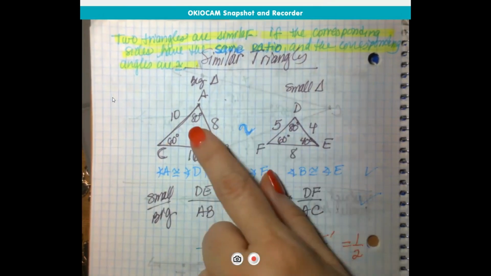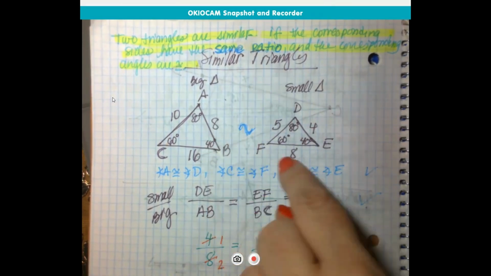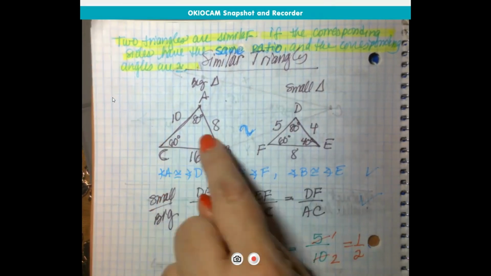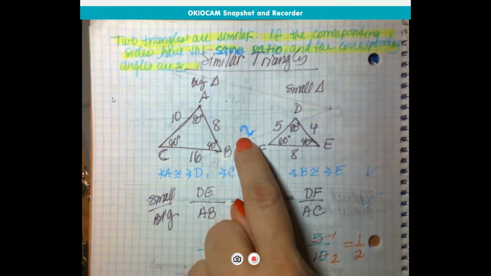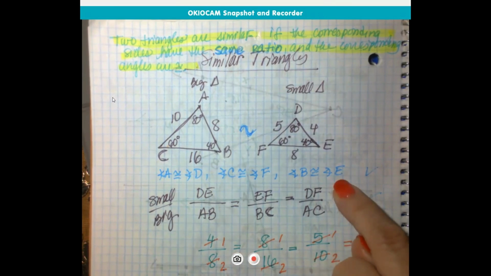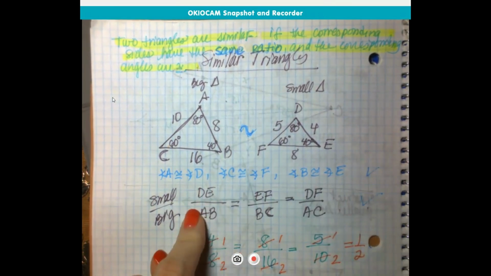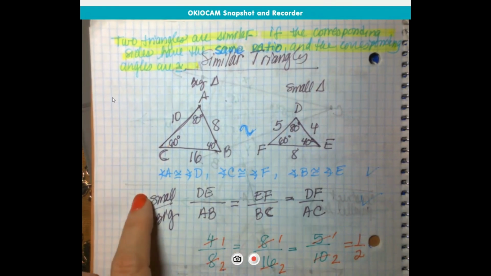That's 60, this is 60, that's 80, that's 80, this is 40, this is 40, that's 4, that's 8, that's 8, that's 16, this is 5, that's 10. This is the little similar sign. This means similar. See, and I'm labeling all the angles that are congruent, and I'm going to label the corresponding sides. I decided to do small over big, but it doesn't matter if you do big over small.